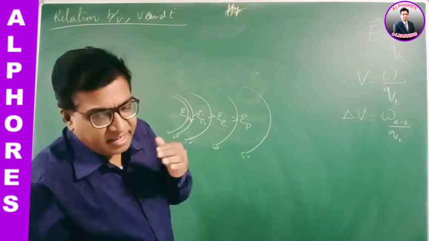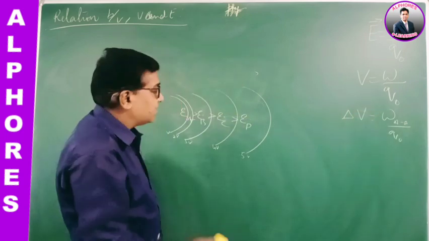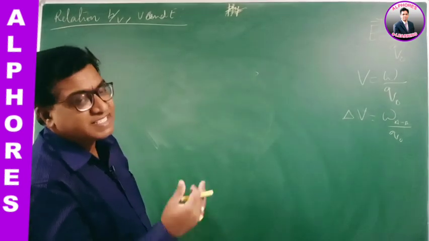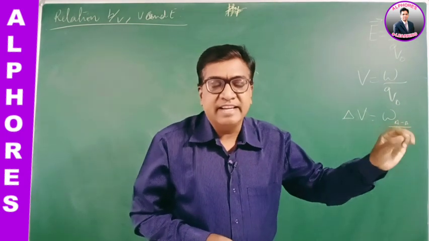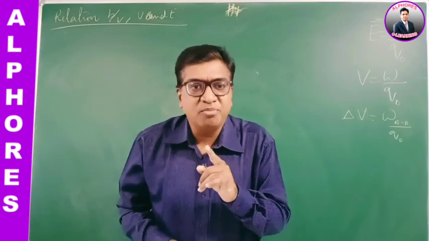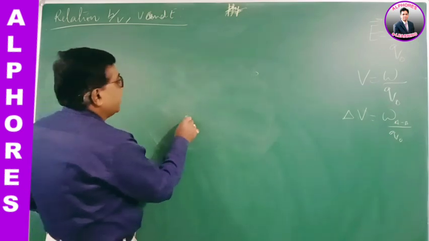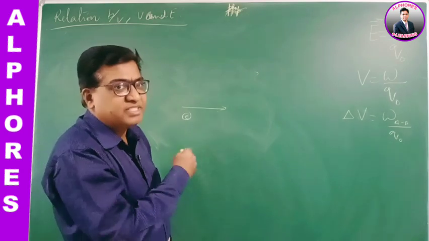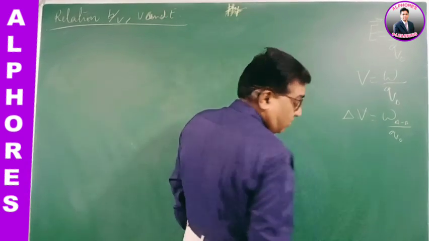Next, the direction of the field: in the direction of the electric field, potential always decreases. In the opposite direction, potential increases. That is the reason why if a positive charge is taken in the direction of the field, it loses its potential energy. In the opposite direction it gains potential energy. If an electron is moving in the direction of the electric field, its potential energy increases. In the opposite direction it decreases. So this way you explain equipotential surfaces, potential, all these things.